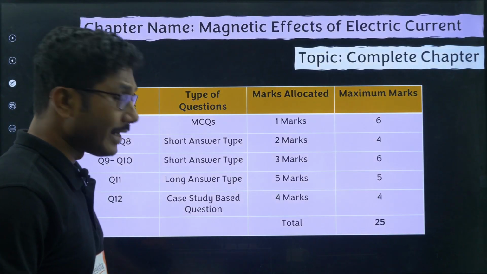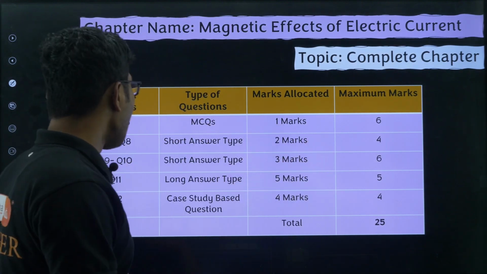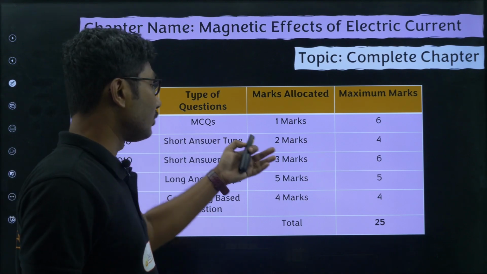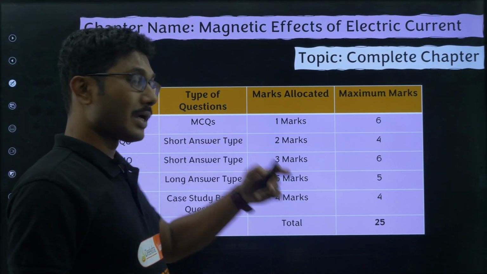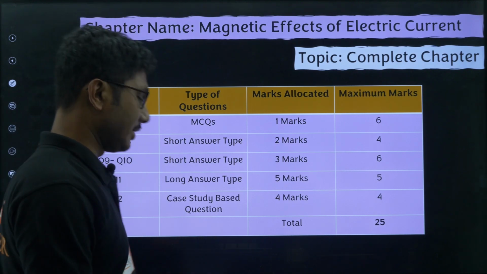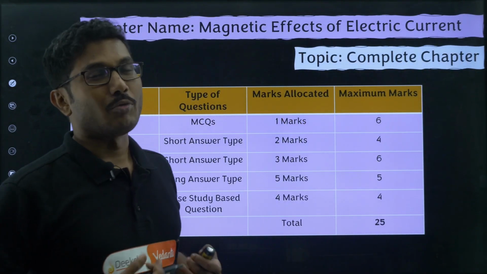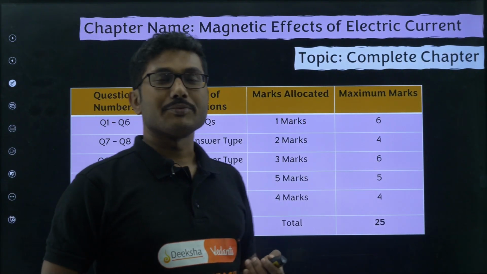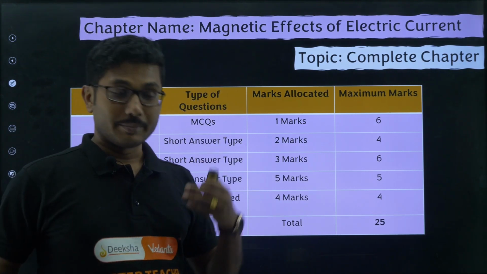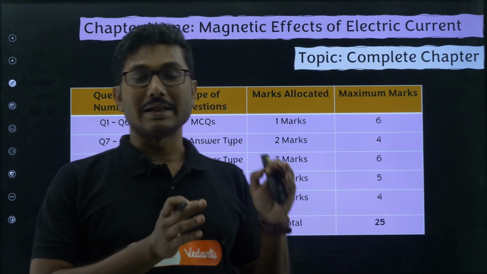I hope you enjoyed the question paper. Solving the question paper, we have as usual 6 MCQs, then 2 questions of 2 marks, 2 questions of 3 marks, 1 long answer type question, and 1 case based question. This is generally our pattern for this chapter, but this is a small chapter, and in terms of previous year questions, the weightage from this chapter is very low, as electricity is a major chapter in this section. So if you know your question pattern, there are basically 2 sections.